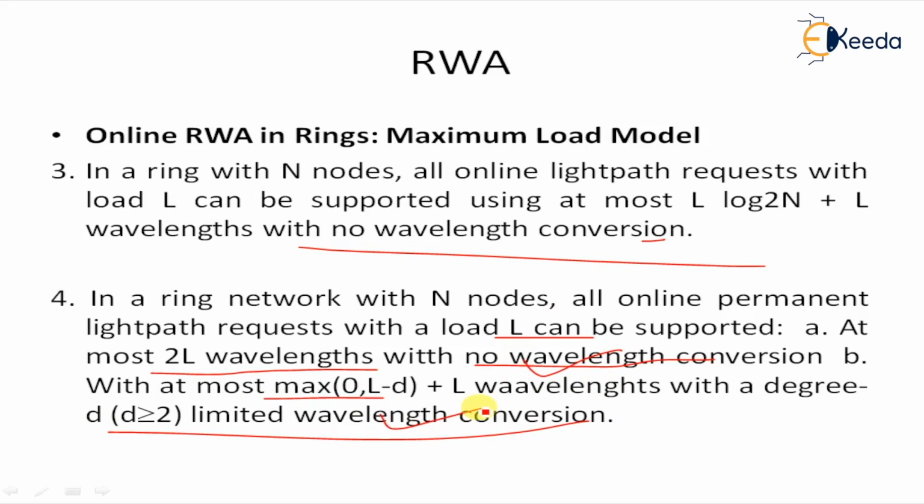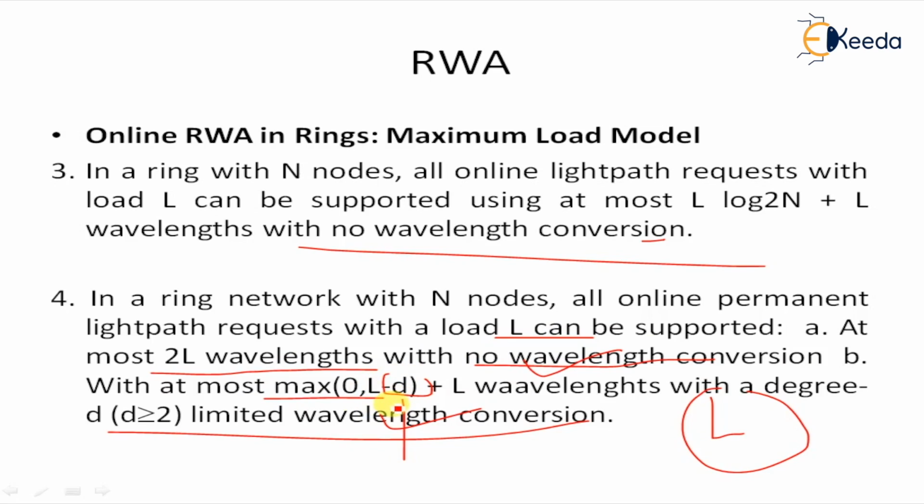So in this case, the number of wavelengths required in the ring to support all traffic patterns with the maximum load L for the different models. In the case of offline and online, the small d available here denotes the degree of wavelength convergence. In case A, no convergence is provided, but in case B, wavelength convergence is provided. So this is the degree of wavelength convergence.